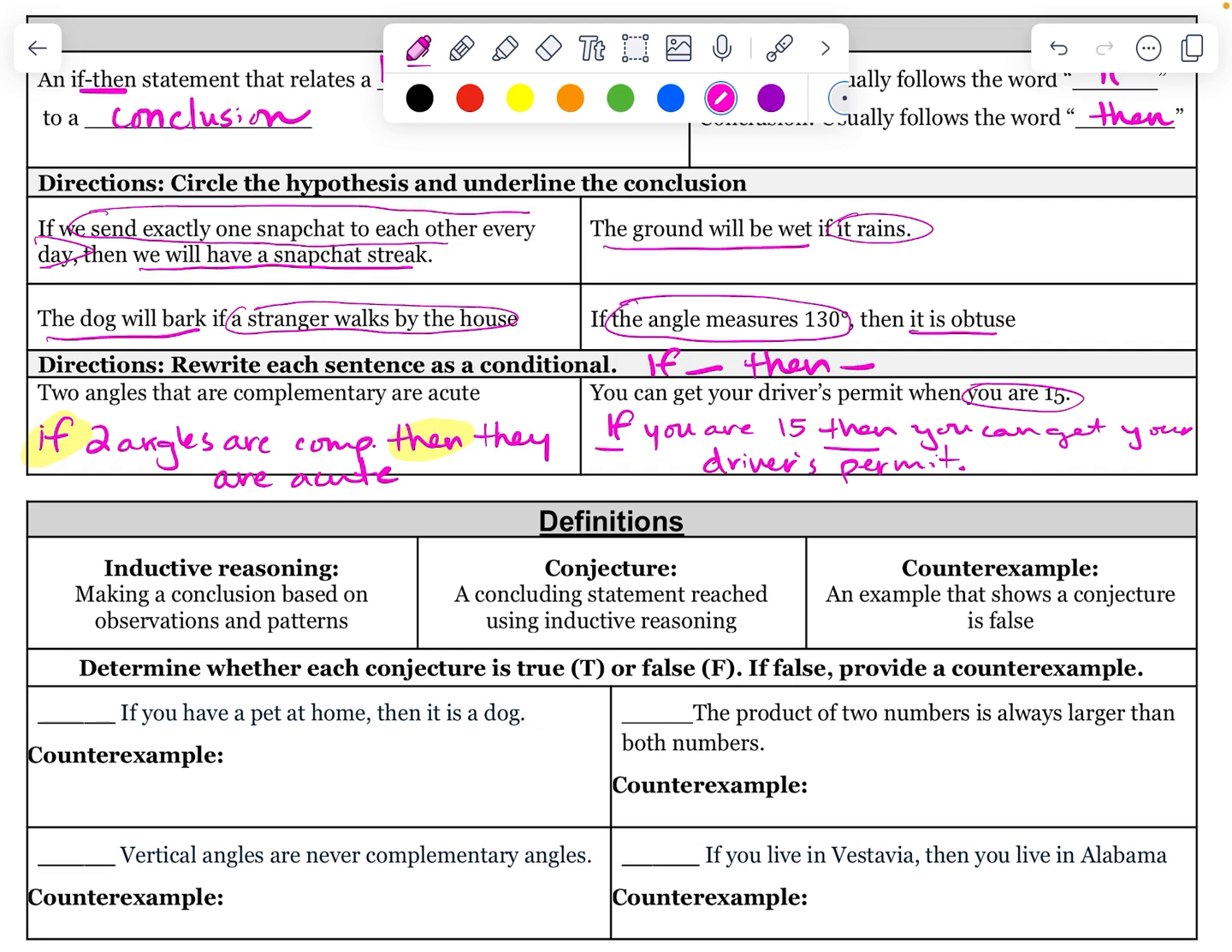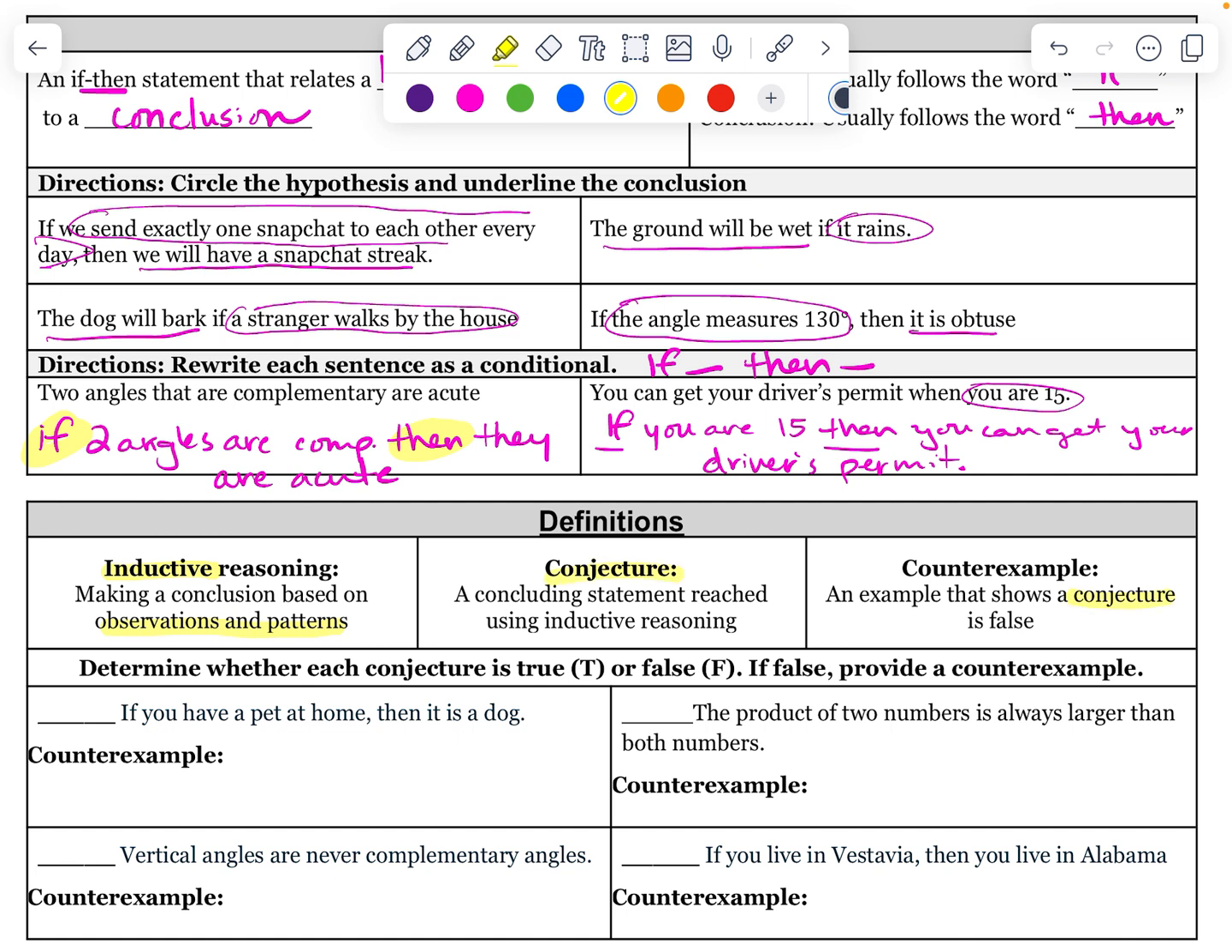Okay, we have some definitions here. We have some things that you just need to know. We'll dive into them as we keep going throughout this chapter. So inductive reasoning makes a conclusion based on observations and patterns. Intuitive, I look, I watch. Inductive, I see, so I make a conclusion. A conjecture is a concluding statement reached, and then a counterexample shows that your conjecture is false.